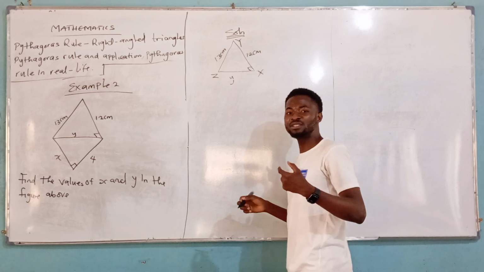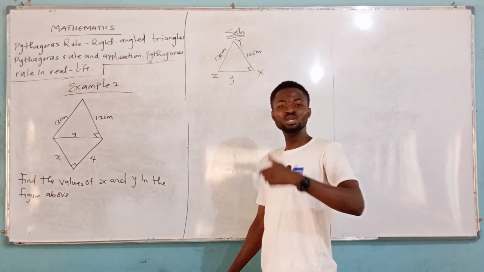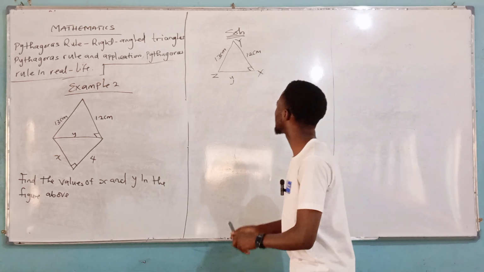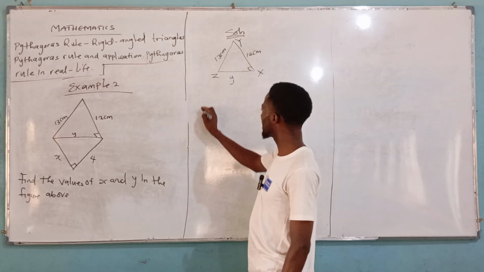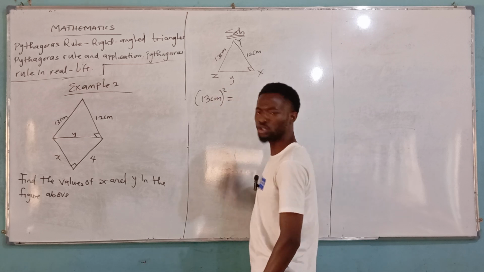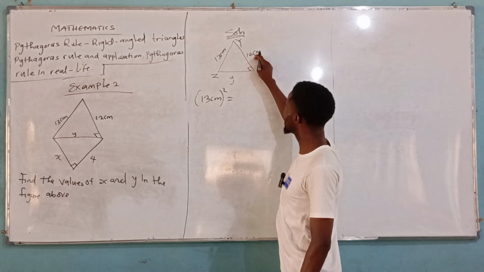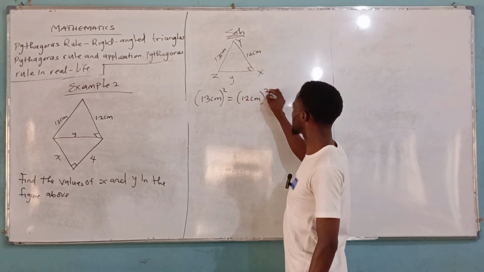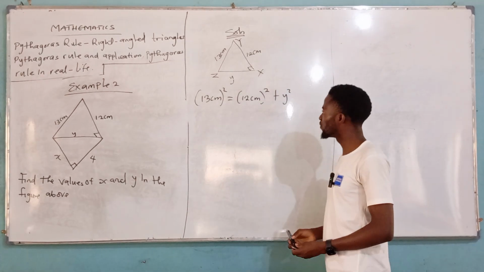You know from the theorem, it says that in a right angle triangle, the square of the hypotenuse side is equal to the sum of the squares of the two other sides. So in this case, what is our hypotenuse? Our hypotenuse is 13. So we can now say 13 centimeter square is equal to the two other sides, which are open bracket 12 centimeter square plus y square, because we are trying to find the value of y.